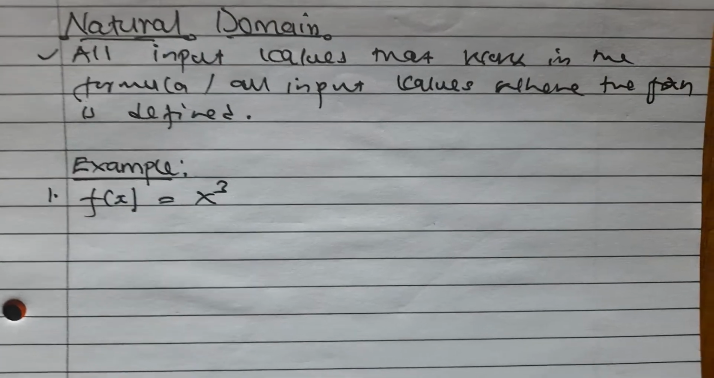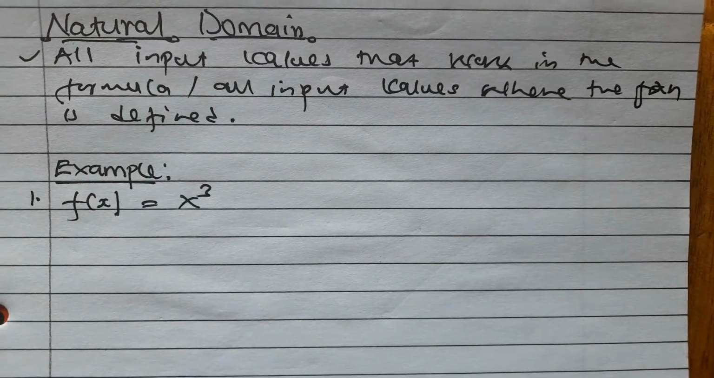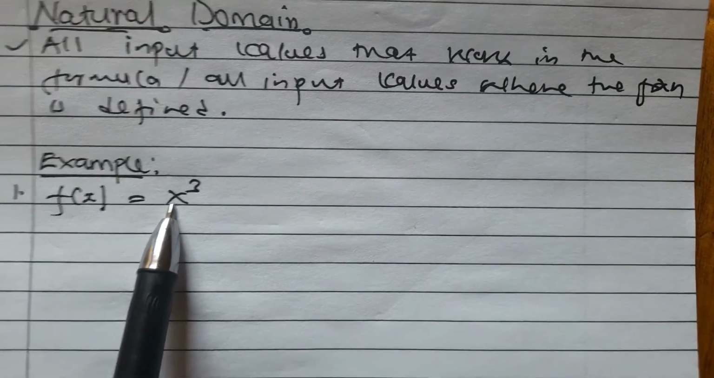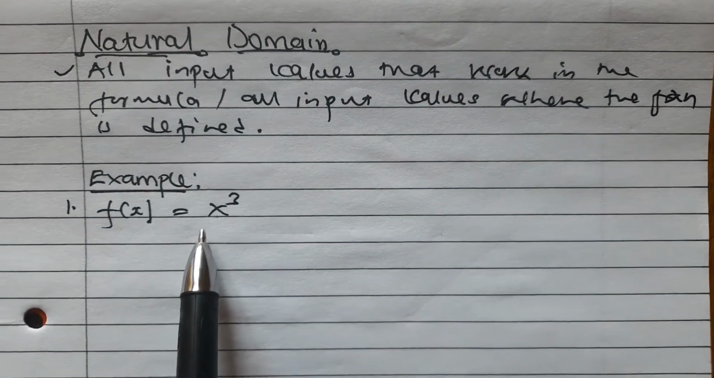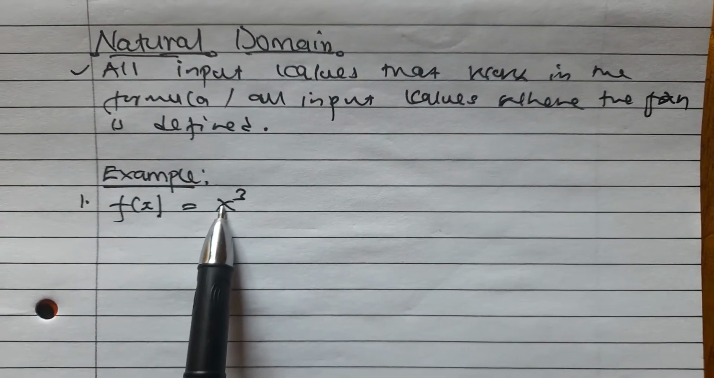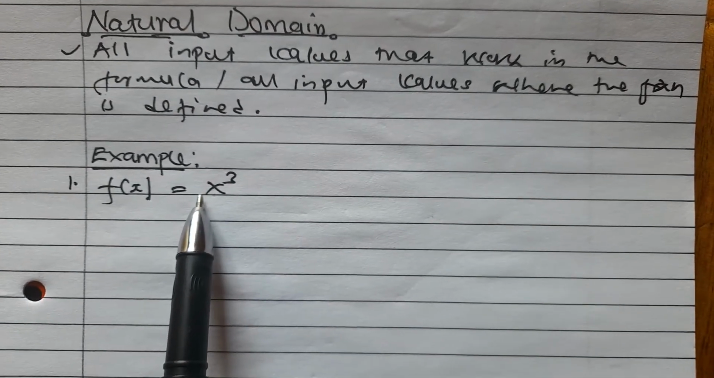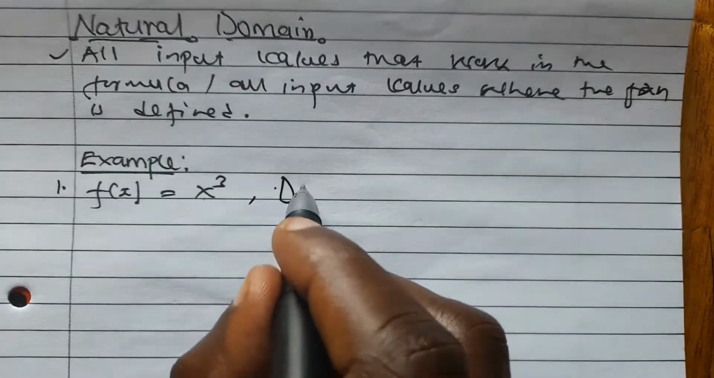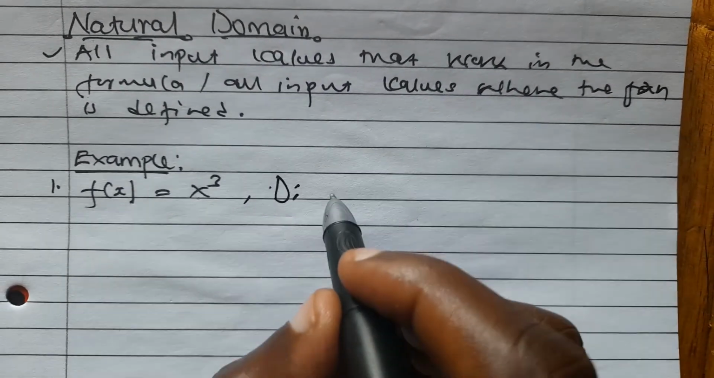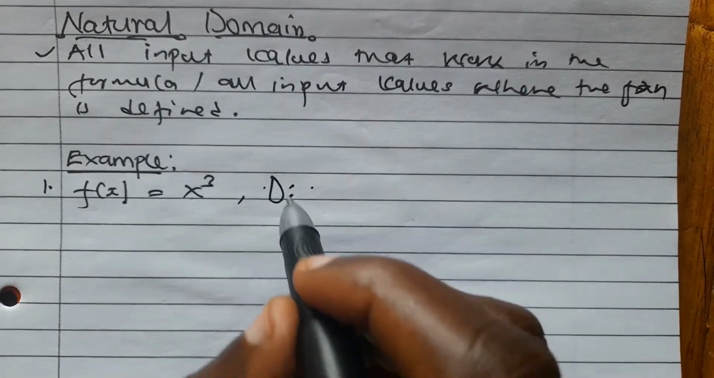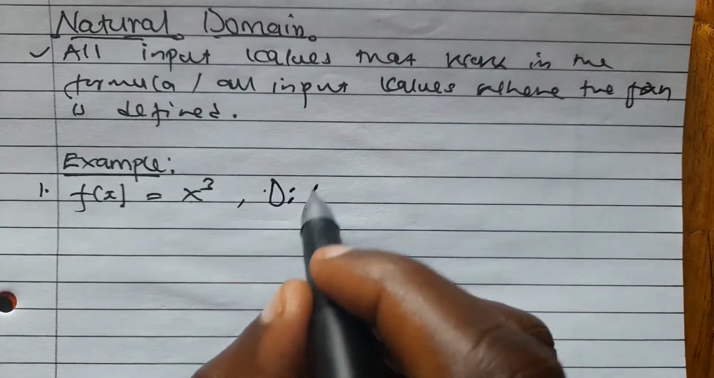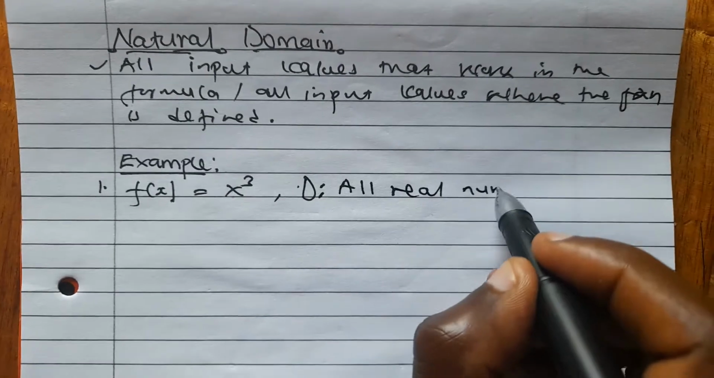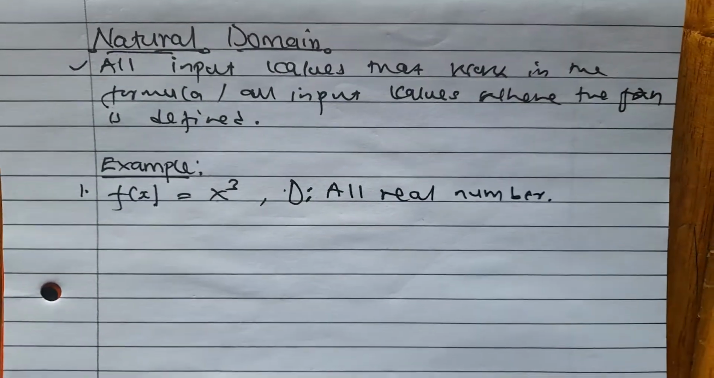So you realize all real numbers here will actually give us an output. If we have a negative number, we'll get an output. If we have a positive number, we'll have an output. So the domain of this function is actually, this is how we can write the domain: the set of all real numbers.